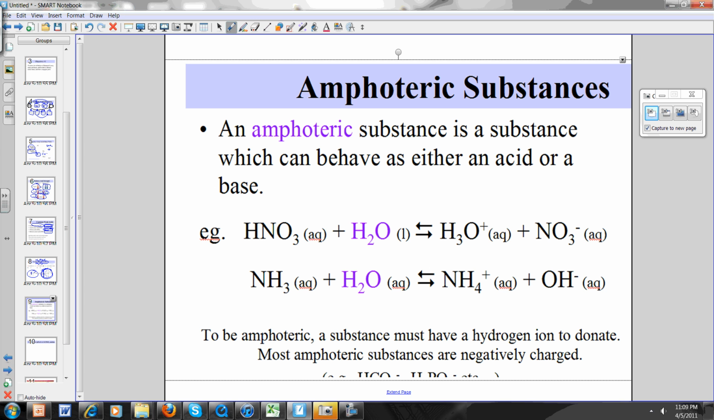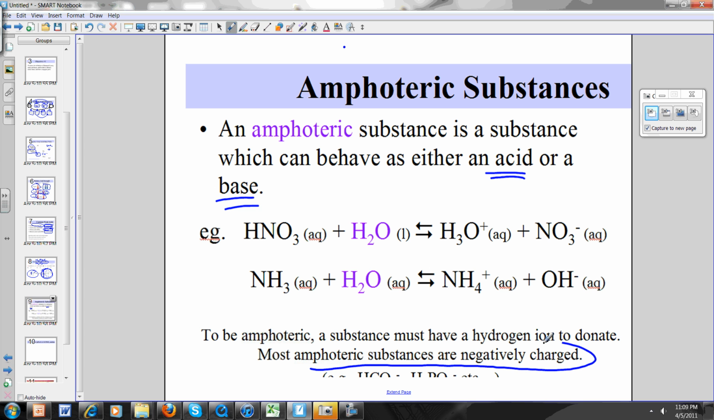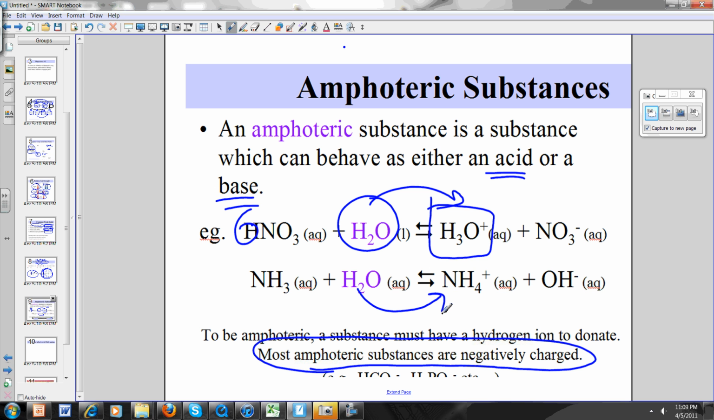Amphoteric comes up a lot on the AP exam. Amphoteric means that you can behave as either an acid or a base. It means you can take an H or give an H. Typically, most amphoteric substances have to have a negative charge in order to take an H. Water is one of the exceptions. For example, if you look here, water can take an H. It takes an H off HNO3 and becomes H3O+. So it goes from 2 to 3. Water can also give an H. It goes from H2O to OH-. So the term amphoteric means that you can either give an H or take an H.